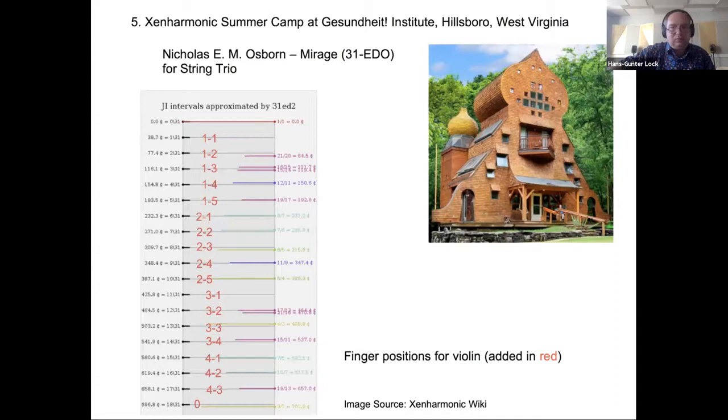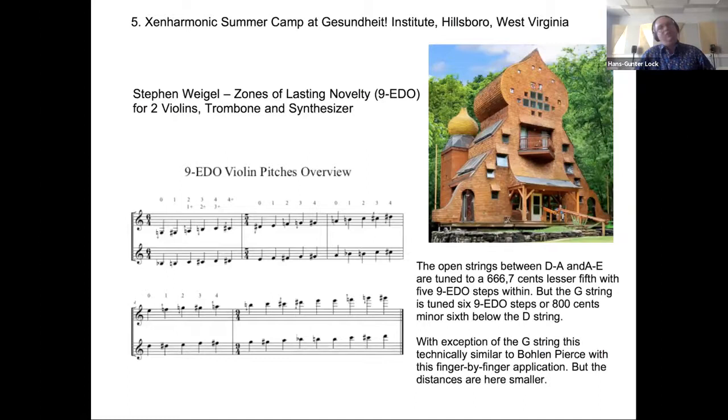Next is 9 EDO. Of course, 9 EDO was a little bit less to learn, because we have a fifth of 666.7 cents, a narrower fifth, and we have only four fingers. It's really very similar to Bohlen-Pierce, because you just play four fingers and just be aware that the fourth finger is not doubling the next open string, with the exception of the G string, because if it's narrower, then of course you get a gap.